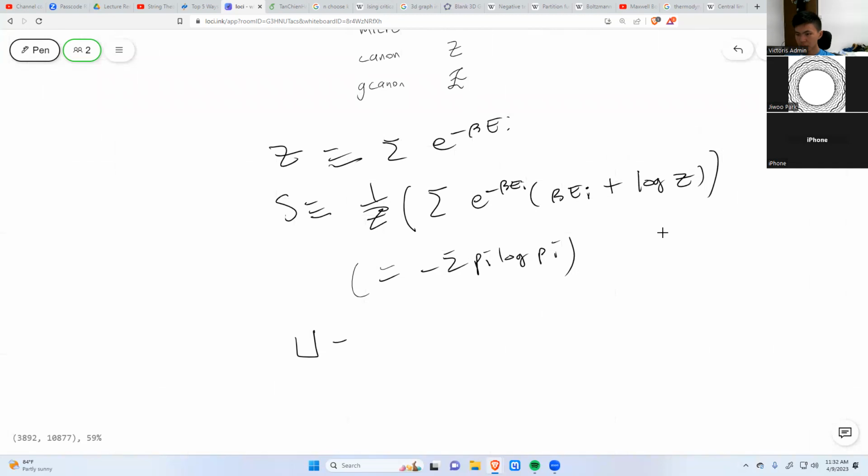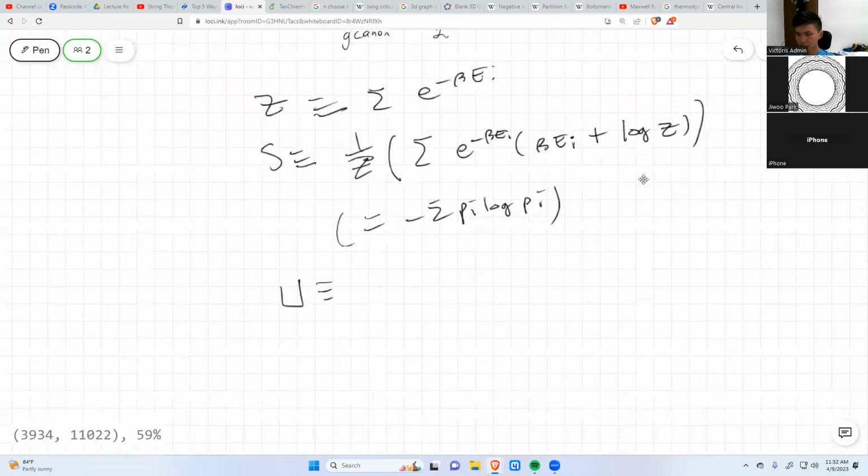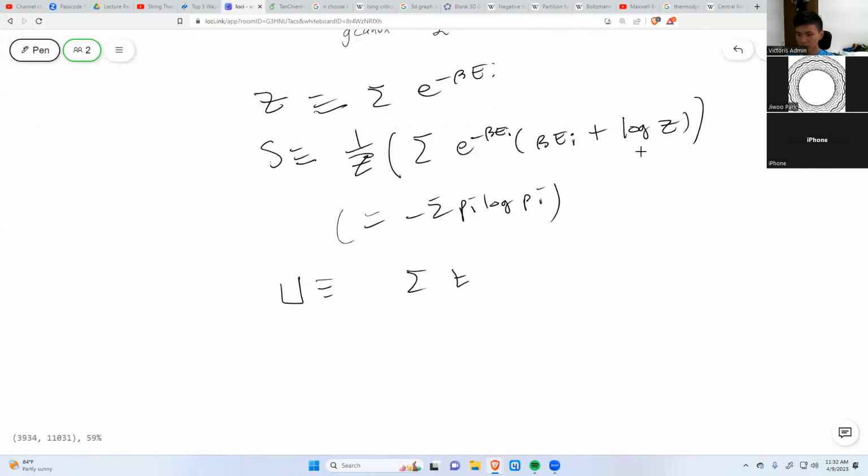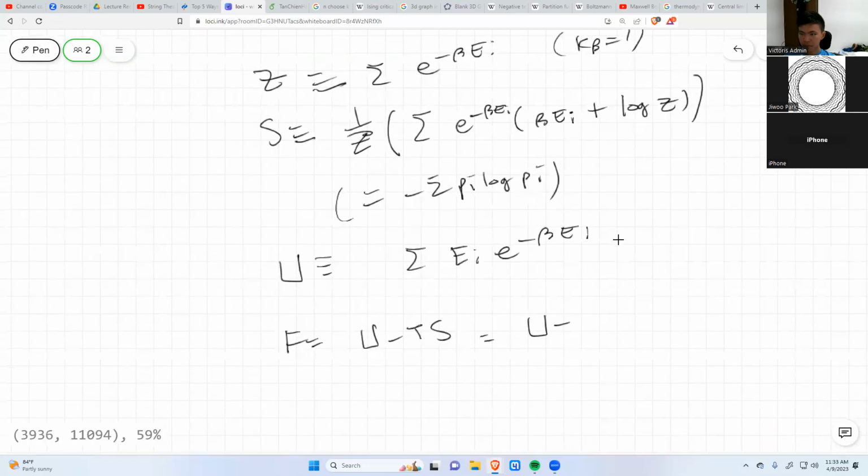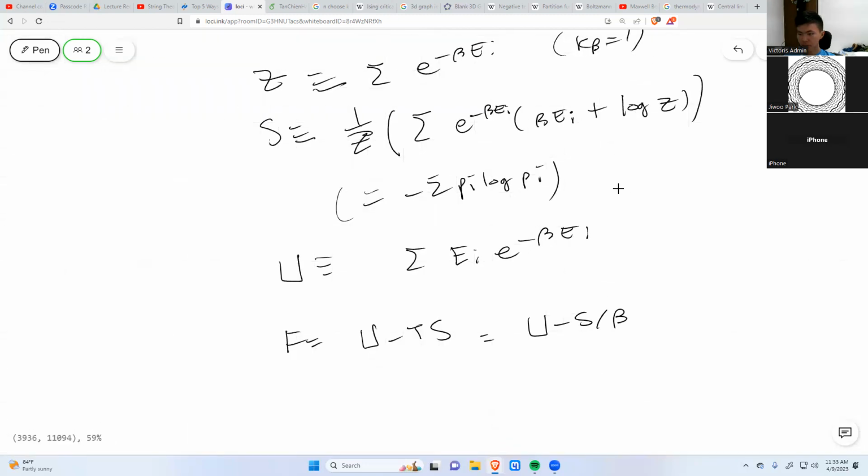And we can calculate U. We're going to define it as the expectation value of the energy, which is given by the sum of p_i E_i. Then I'm going to take k_B equals 1, because the Boltzmann constant is a bit unnecessary. We define F as U minus TS. I like beta rather than T, so this is U minus S divided by beta.